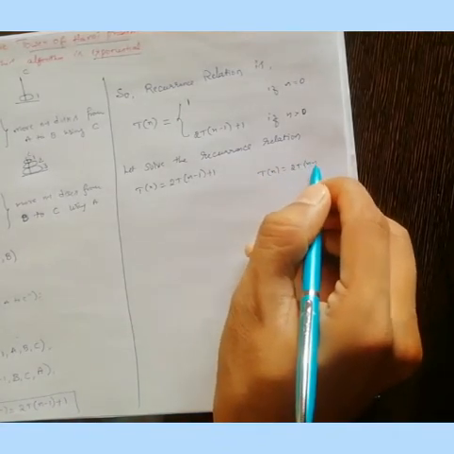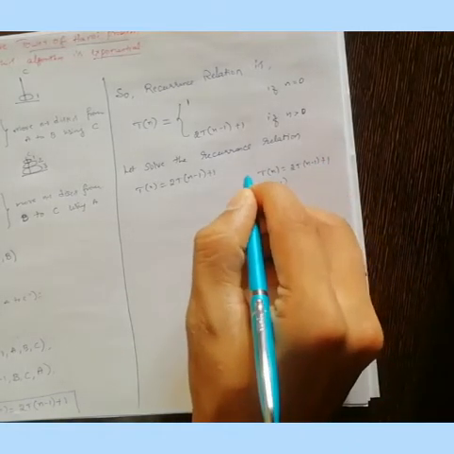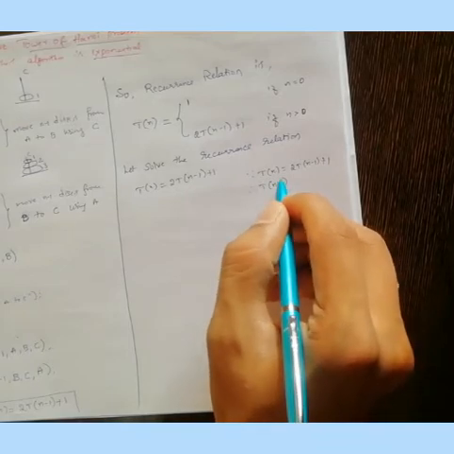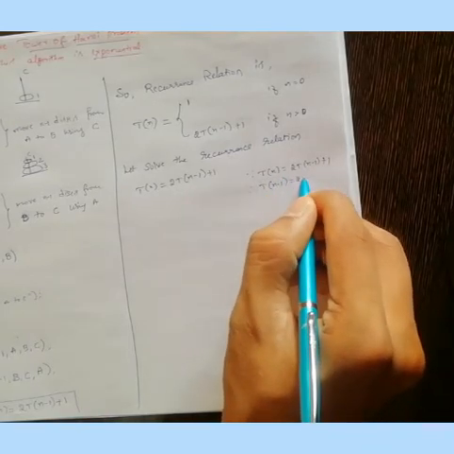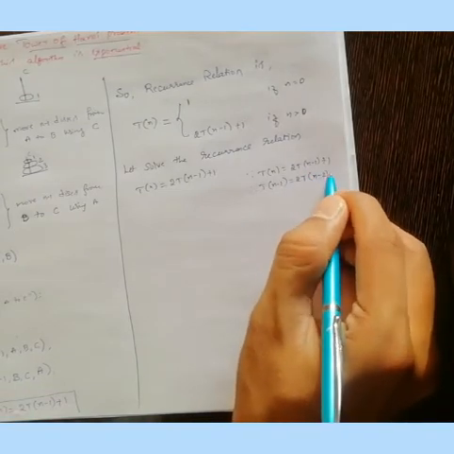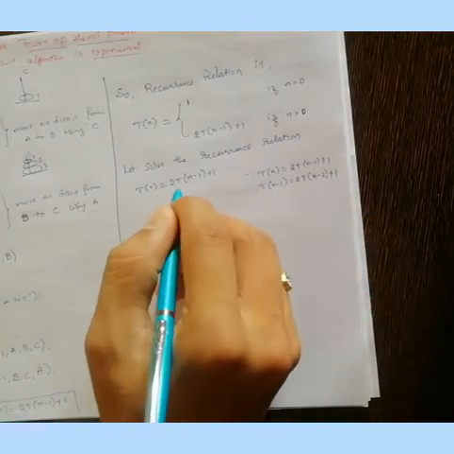What is the value of T of n? 2 T of n minus 1 plus 1. So what is the value of T of n minus 1 then? Just substitute n minus 1 in place of n. What you will get: 2 T of n minus 2 plus 1. So substitute in this equation.